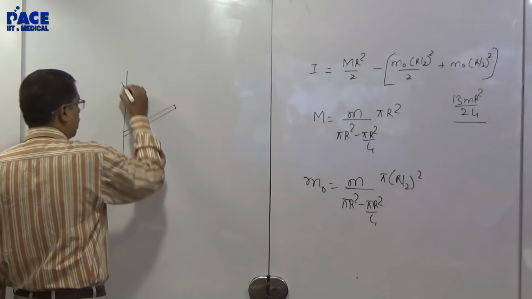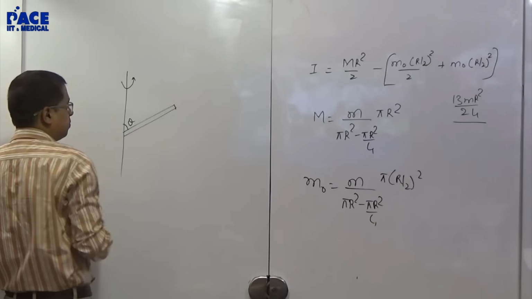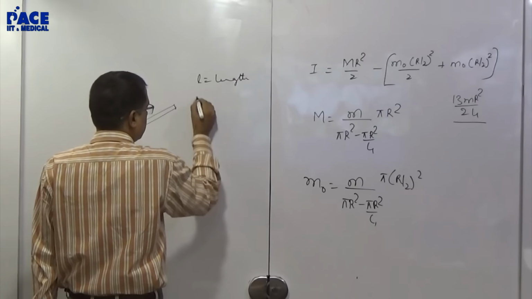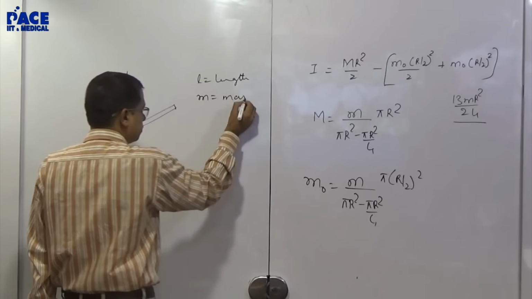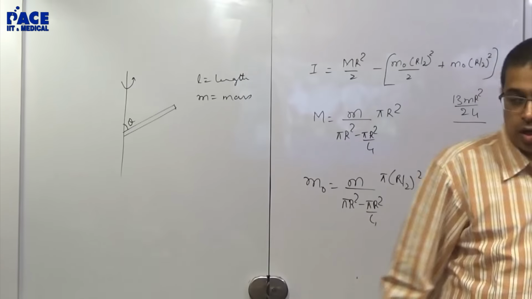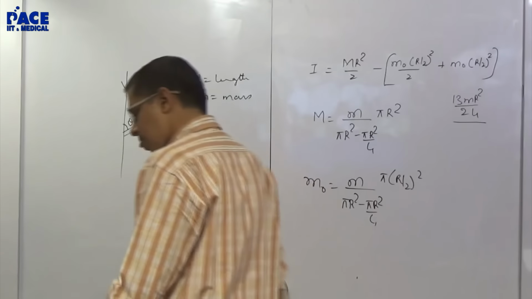What if a thin rod is rotating about this axis making an angle of theta? L is the length of the rod, m is the mass of the rod. Last class notes.